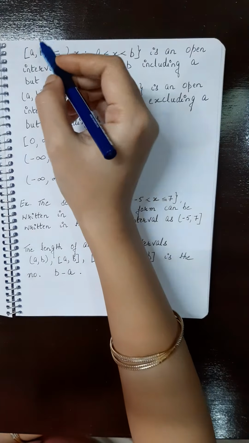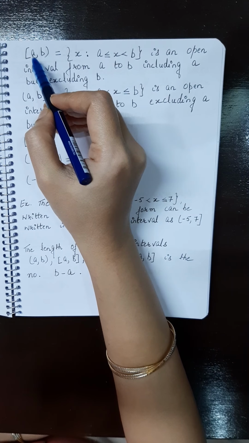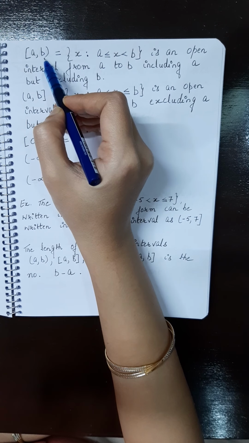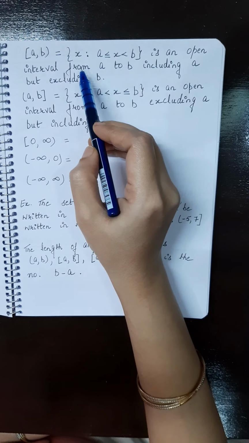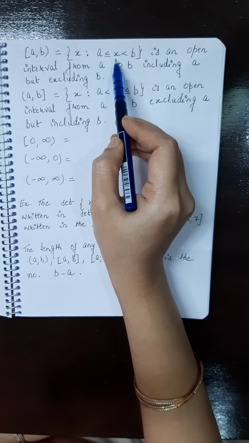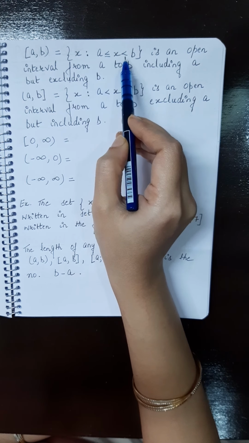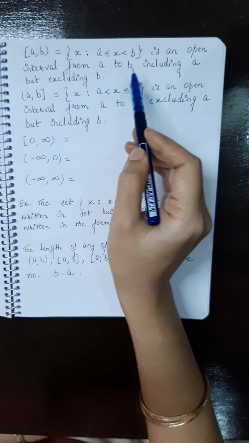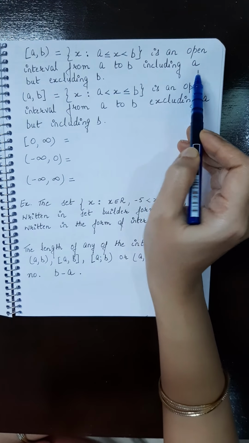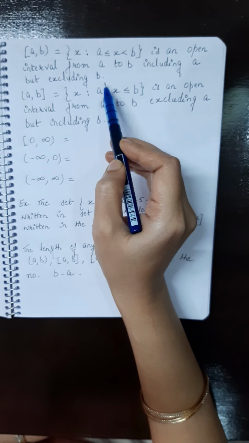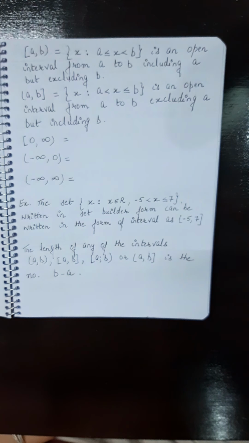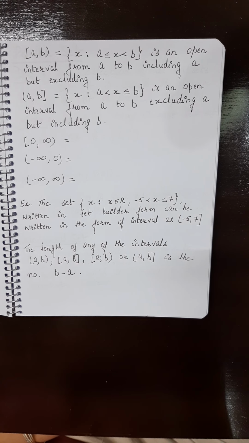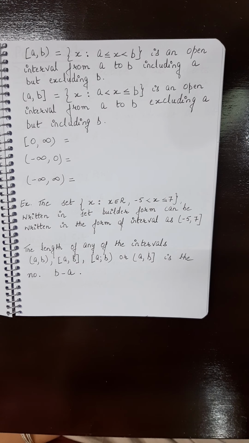So both the terms are used. For example, this. So what I have done is I have included the endpoint A because I have square bracket, and I have excluded the endpoint B. So the definition becomes all those x such that x is greater or equal to A, x is strictly less than B. So this is known as open interval from A to B, including A but excluding B. तो आप इसको बोल सकते हो this is an open interval, पर आपको specify करना पड़ेगा कि आप कौन से वाले end point को ले रहे हो और किसको आप हटा रहे हो.